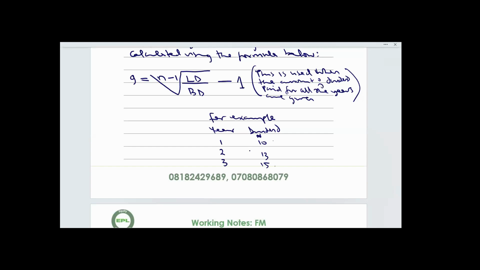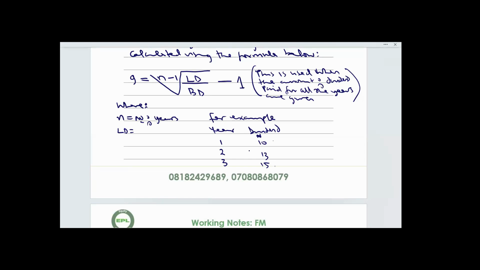What is the percentage increase? From 10 naira to 15 naira, what's the percentage increase? That's the growth that you want to estimate. So in this case, using this formula, I would then say G equal to N. N is number of years. Okay, let me first of all explain the variables. Where N equals number of years dividend is paid.